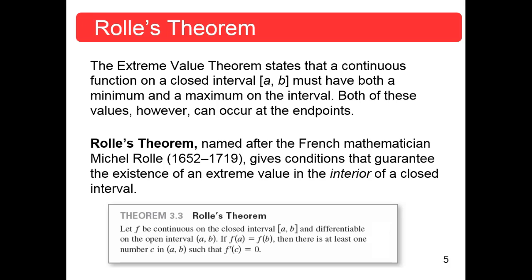So let's start with Rolle's theorem. All right. The extreme value theorem, which we just did earlier, states that a continuous function on a closed interval a to b must have both a minimum and a maximum on that interval. That's the one I kept going back to. Both of those values, however, can occur at the endpoints. And we were doing that, always checking. Now, Rolle's theorem, named after French mathematician Michel Rolle, okay, and his lifespan, 1652 to 1719.